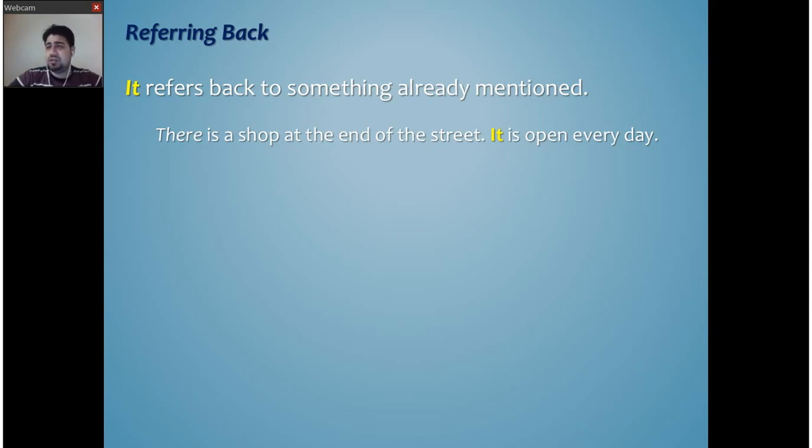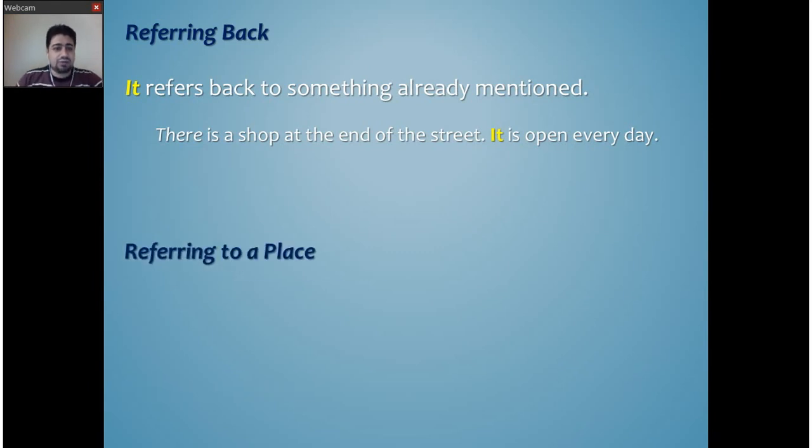Notice the new information is given by using there in the sentence. There is a shop at the end of the street, and it here refers back to the shop. It is open every day. That means the shop is open every day. So you see, it refers back to something. We use it like this in order not to repeat the same word again and sound redundant. We replace it by using it. So in order to avoid saying the shop is open every day, I don't want to repeat the word shop again, I replace it with it.